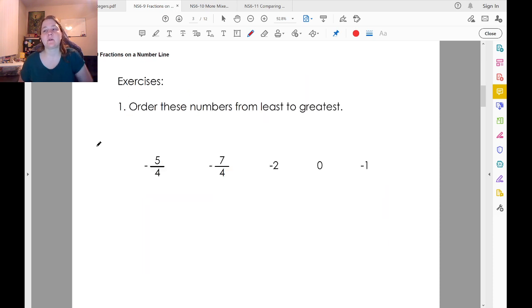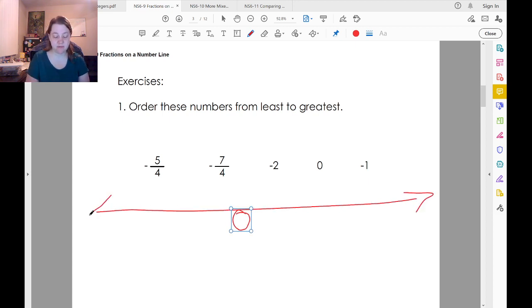They want us to order these numbers from least to greatest. So let's remember our number line. Let's remember that 0 is the divider between positive and negative. So do we have anything that's a positive in these options? No, there's nothing that's a positive. 0 isn't positive or negative. It's special. So 0 is going to be the greatest number here.